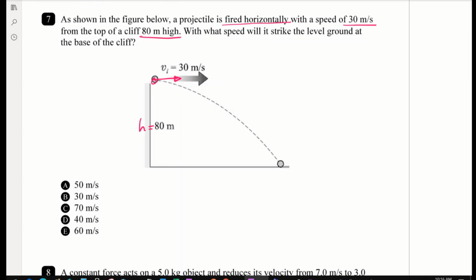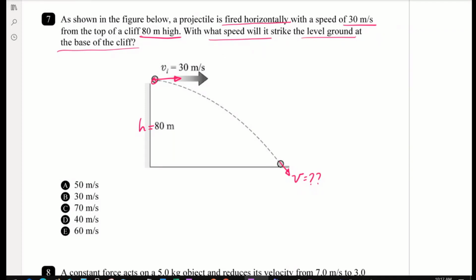So this is H. With what speed will it strike the level ground? So we need to know what's the speed of the projectile as it strikes the ground. And he means here before it strikes the ground. What he means is directly before. Because when it strikes the ground, it might bounce a little bit, then it will stop at the end. So at what speed will it strike the ground at the base of the cliff? And here he didn't say horizontal speed and he didn't say vertical speed. He just said speed. So he means total speed.